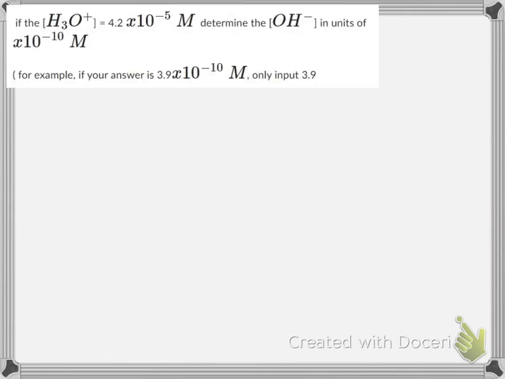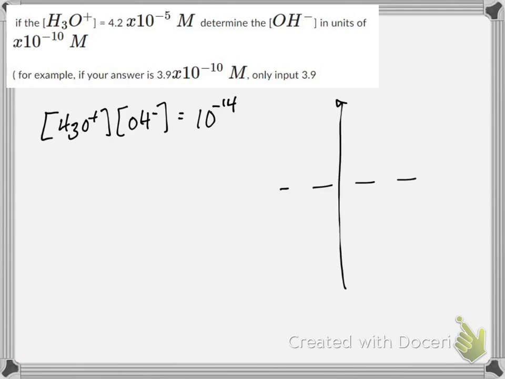All right, this is a computational problem, so let's set it up. We know that the product of hydronium times hydroxide in water must always be 10 to the minus 14. So when we're looking at water at pH 7, so 10 to the minus 7 molar hydronium, 10 to the minus 7 molar of hydroxide, that's neutral water, so their product is 10 to the minus 14. Now we're being told that the hydronium concentration is 10 to the minus 5.